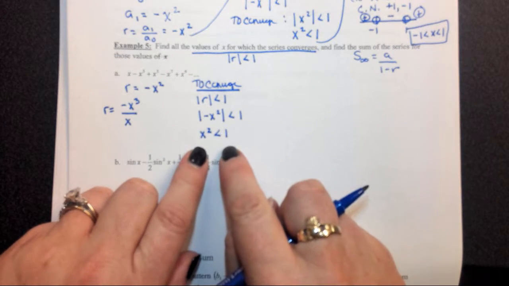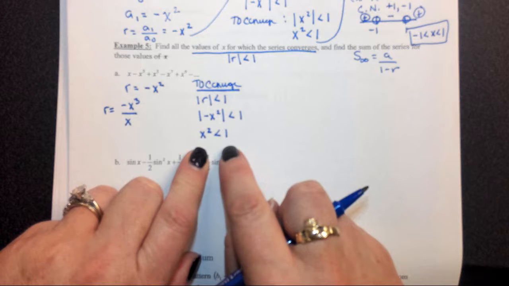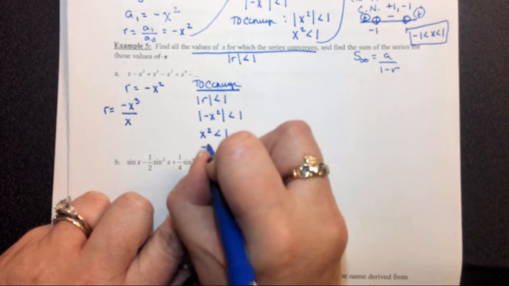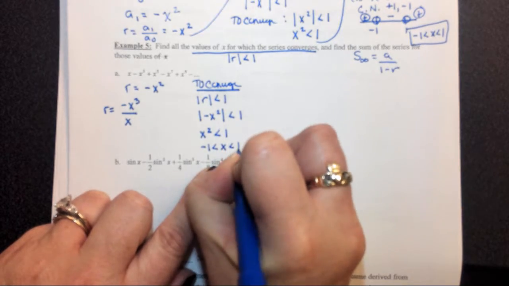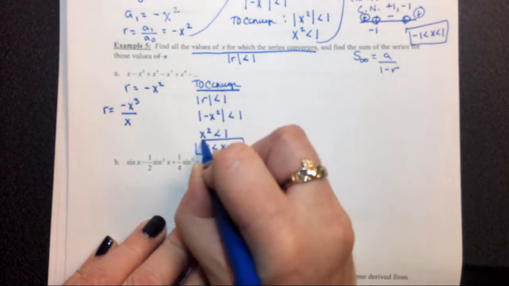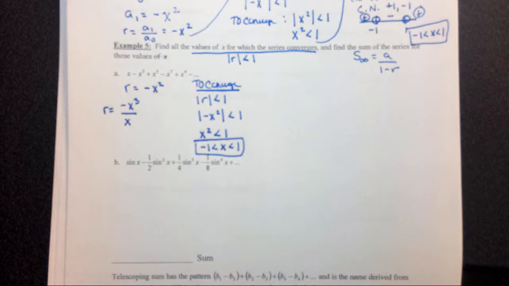So where is this series going to converge? What x values is this going to converge between? I already just solved this. It's going to converge between negative 1 and 1. So any questions on how I found out where it's going to converge?